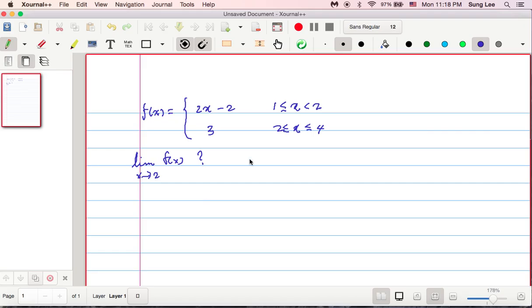Okay, so in this case, the branch point of this function is actually 2, as you can see, right? So at 2, it's like a tree branch, right? So the function f of x is separated when x equals 2 into two different functions, right? So because of that, we will have to calculate the right hand limit and left hand limit separately.